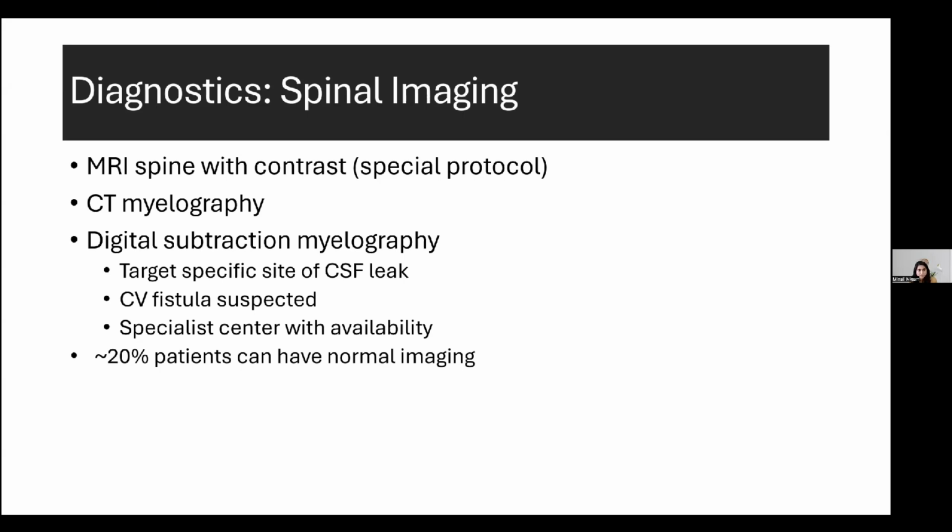The second type of imaging that we can get is a CT myelogram. Essentially what happens is we'll inject a dye into the CSF space and then get x-rays.